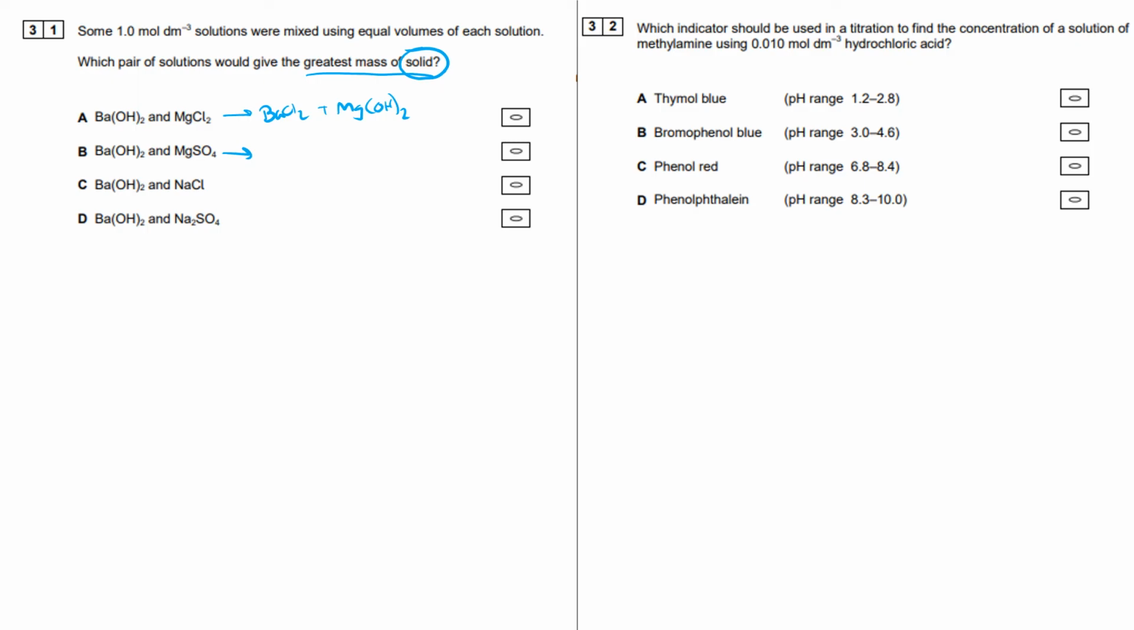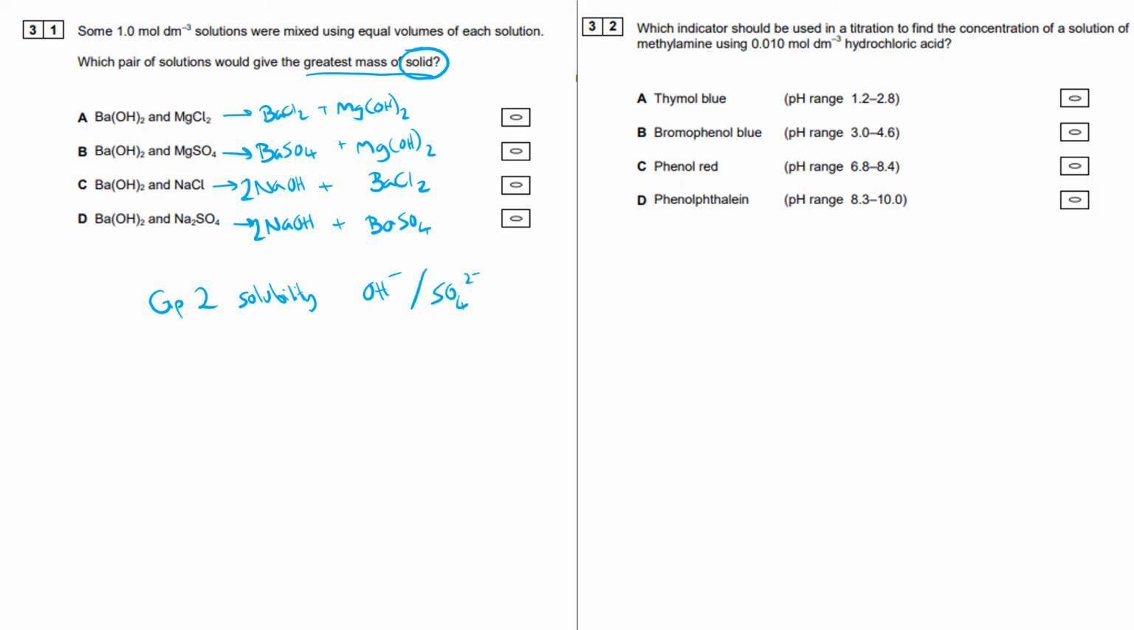Barium hydroxide and magnesium sulfate, you're going to form barium sulfate and magnesium hydroxide. Barium hydroxide and sodium chloride, you're going to get sodium hydroxide, and you're going to get barium chloride. And finally, this one you're going to get sodium hydroxide again and barium sulfate. So you need a knowledge of the group 2 solubilities of your sulfate and hydroxide ions.